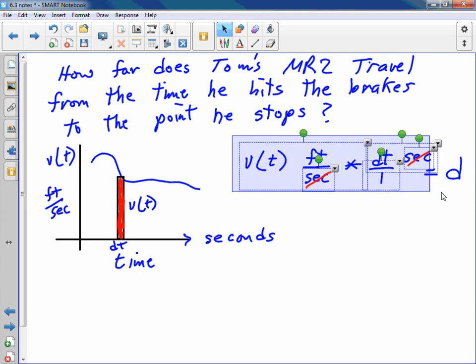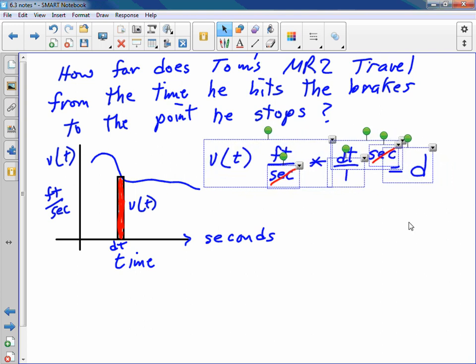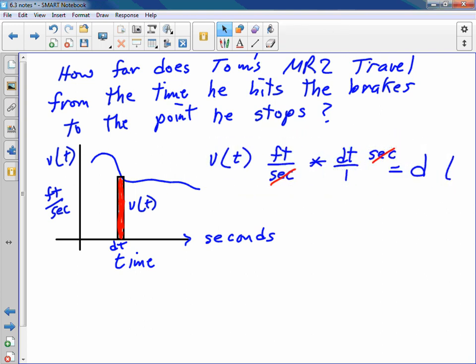Maybe I can grab all this and move it over. Okay? So the area under the velocity curve, or the area between the velocity curve and the axis, is actually a distance in feet in this case. So when we say how far does Tom's MR2 travel in those 5 seconds, we can say, well, that's just the integral of velocity with respect to time. How cool is that? And how powerful.